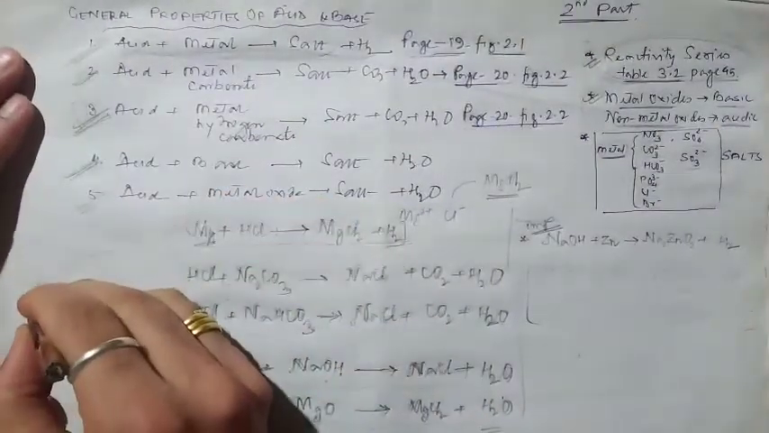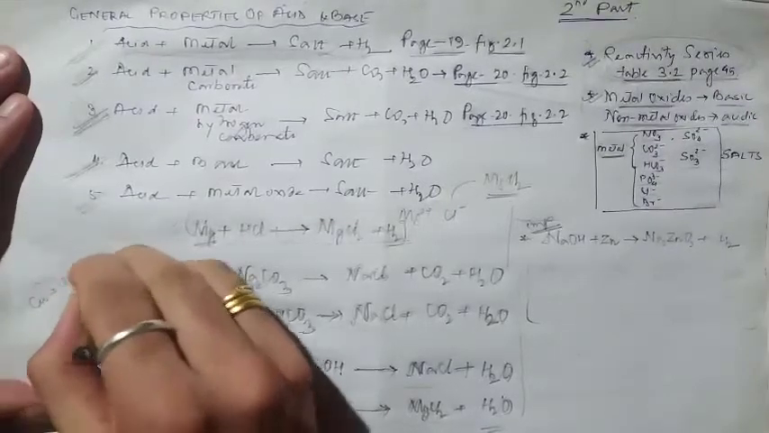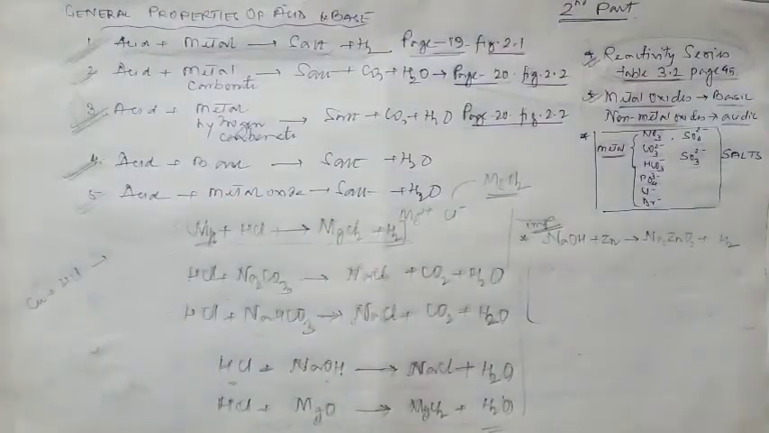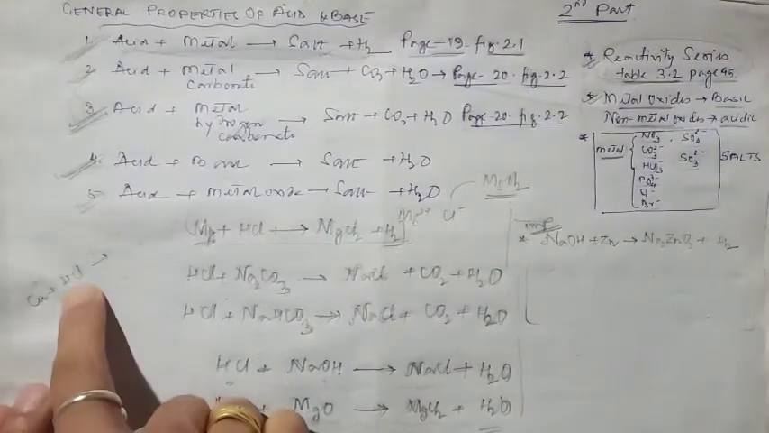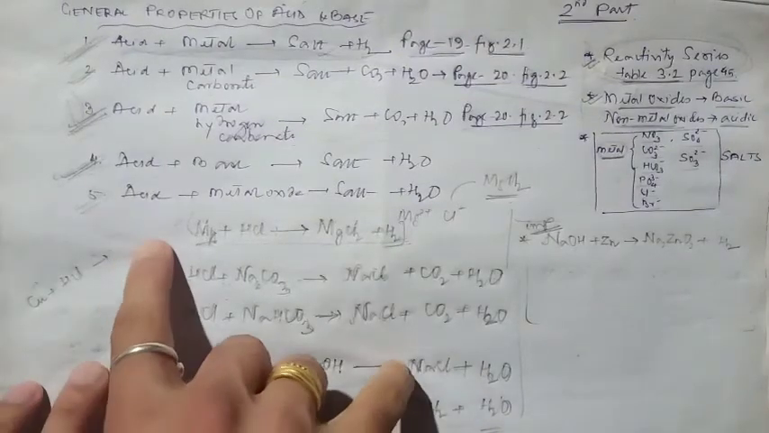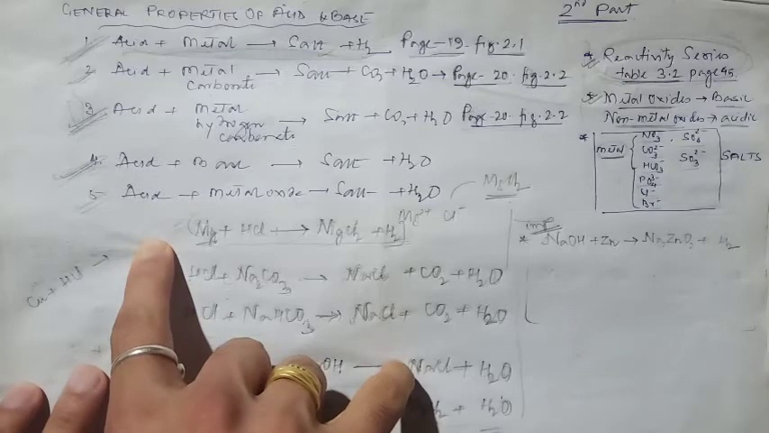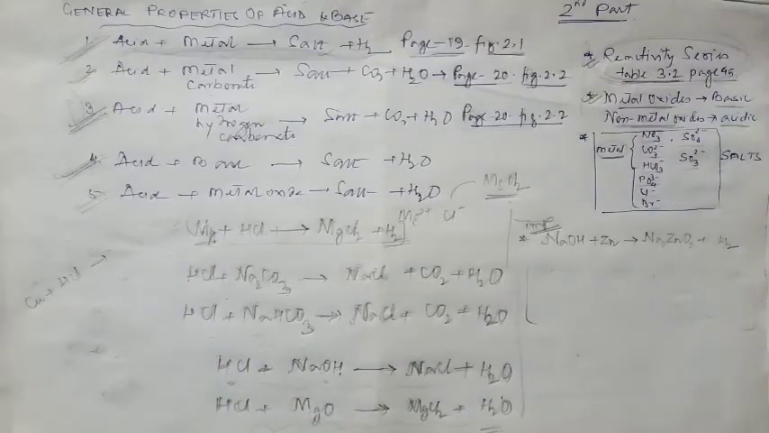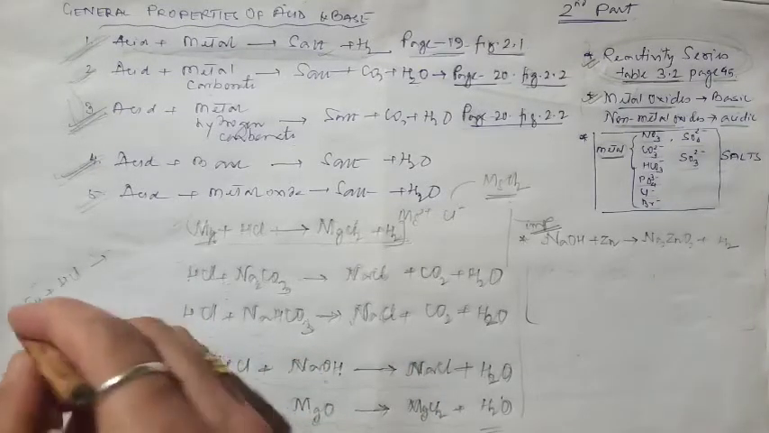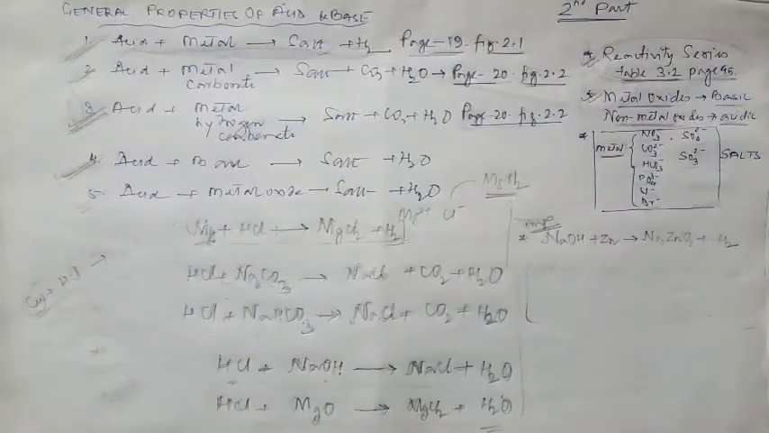Now suppose, student, instead of aluminum, let's say copper and HCl are given. Now let's try and complete this reaction. You have a metal, you have acid. So you may be tempted to say the product will be salt and hydrogen. But before you write the product, ask yourself, is this reaction feasible or not? Will this reaction give you the product or not?